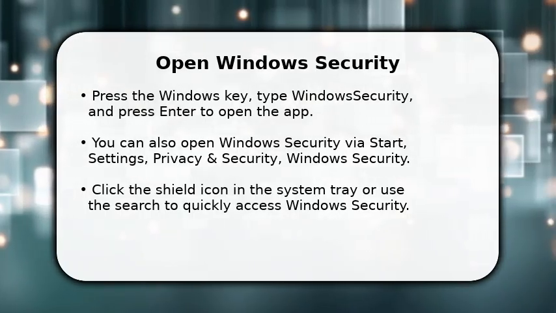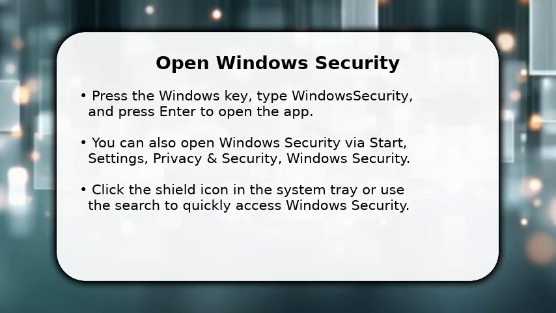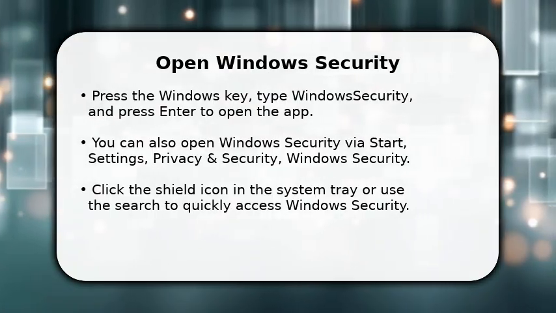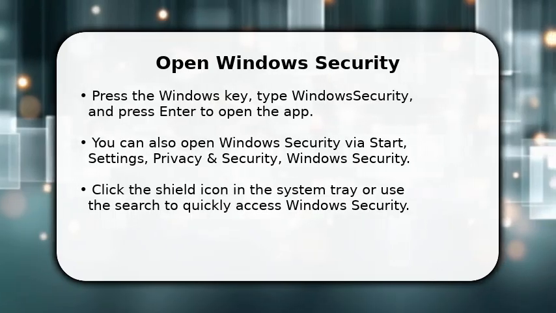Another quick access method is the system tray. Click the up arrow and then the shield icon. Opening Windows Security this way brings you straight to the app dashboard.